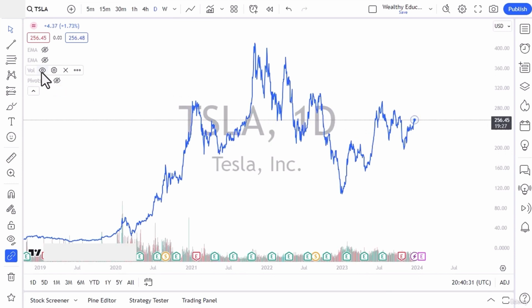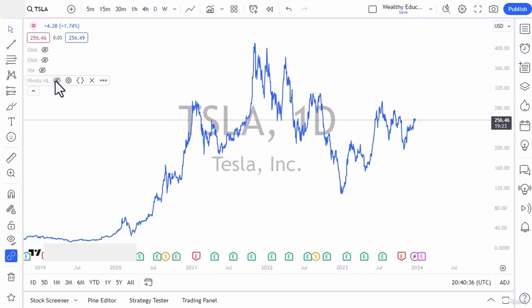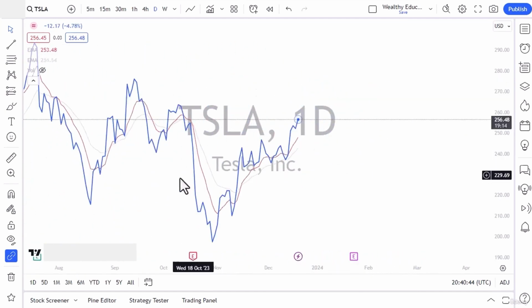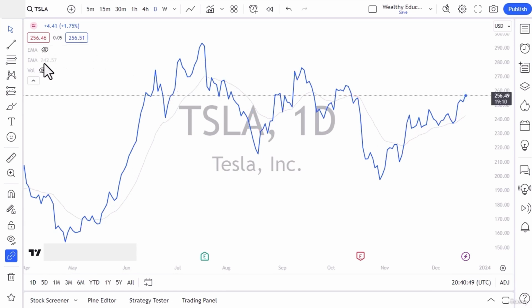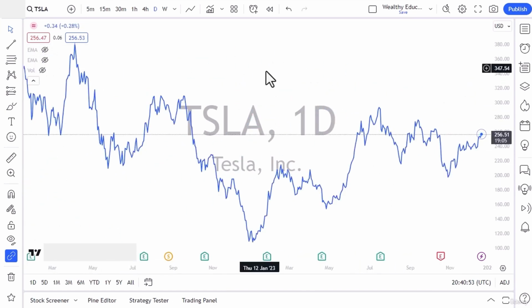You'll notice that I have volume off. Click on the eyeball, and it comes back on. You can X out, so that it's completely removed. I've got moving averages over here that I can turn on, and you can see that they do pop up. That of course comes down to what style you want to trade, but very easily accessible.